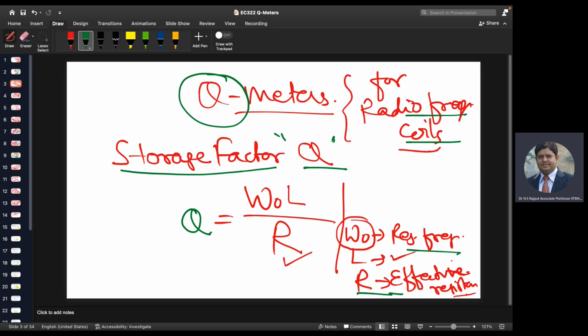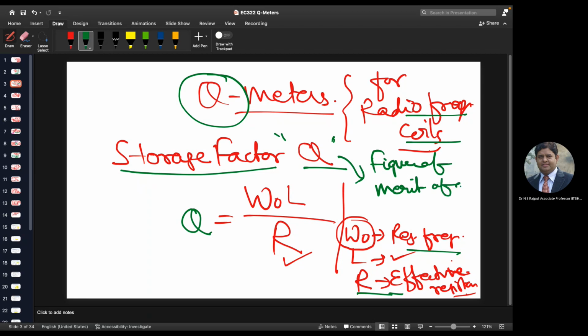Effective resistance is the resistance which is predominant at the frequency of interest, at the radio frequency of interest, right? In fact, this is also known as the figure of merit of a coil. So storage factor is also known as the figure of merit of a coil. Okay.